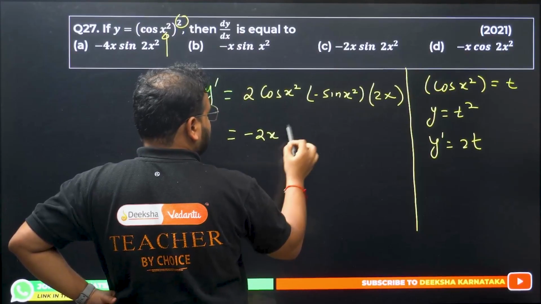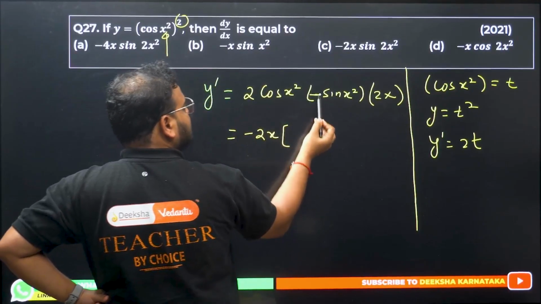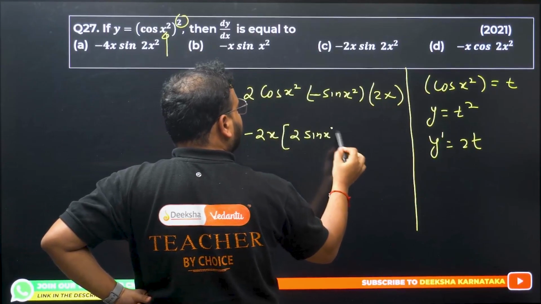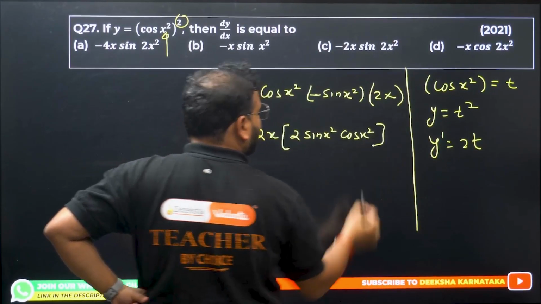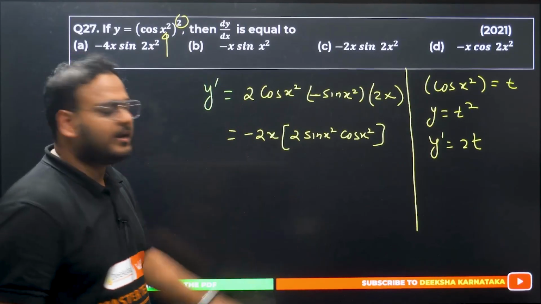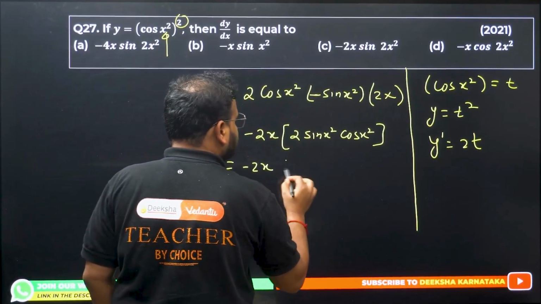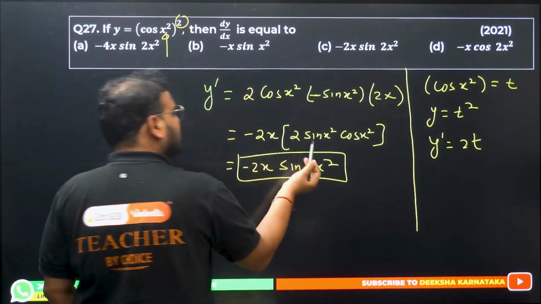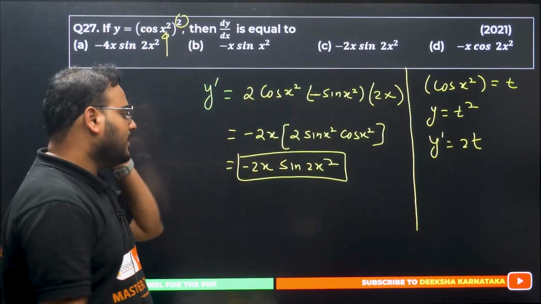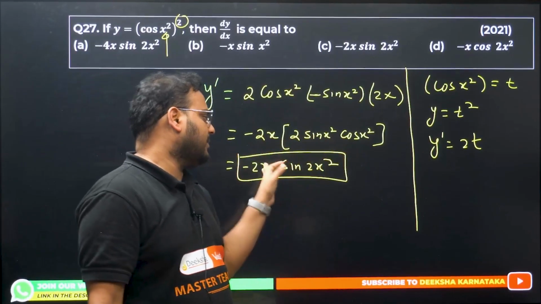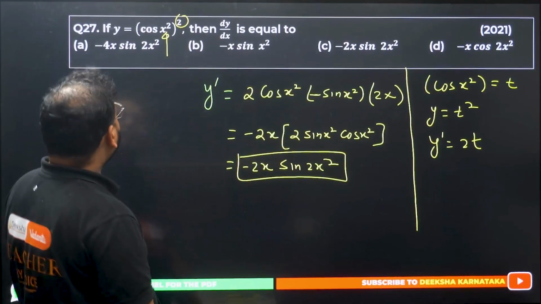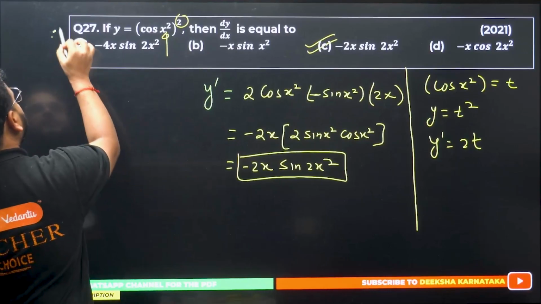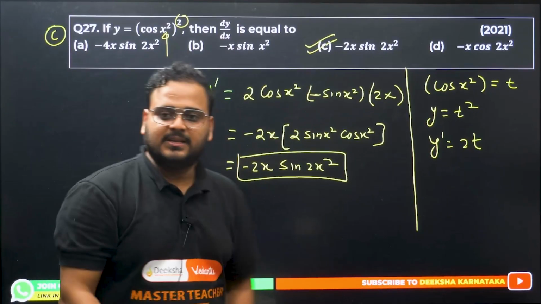Now have a look. Right here, 2x outside, minus 2x. This minus sign will be present over here and this 2x is kept as it is. Write together 2 sin x square cos x square. I know all of you know how I have written this step, right? This becomes minus 2x and sine of 2x square. That's my answer. The sine 2a formula, 2 sine a cos a. In this case, the a value is x square, so 2 sine a cos a becomes sine 2a, so sine of 2x square. Option C. Question 27, option C is the correct one.